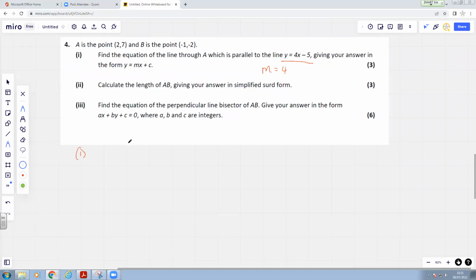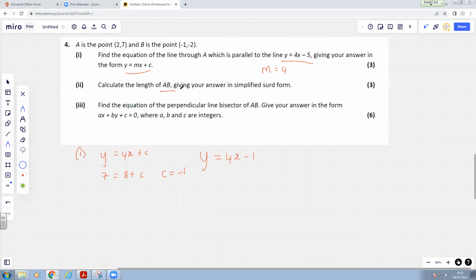Okay, so it goes through A, so A lies on the line. So I'm just going to write it as y equals 4x plus c. And then I just plug in A. 7 equals 2 times 4, which is 8, plus c. So c is clearly minus 1. So we get y equals 4x minus 1. And it was easier to do it like that because they wanted it in this format at the end, so it seemed sensible to do it like that.